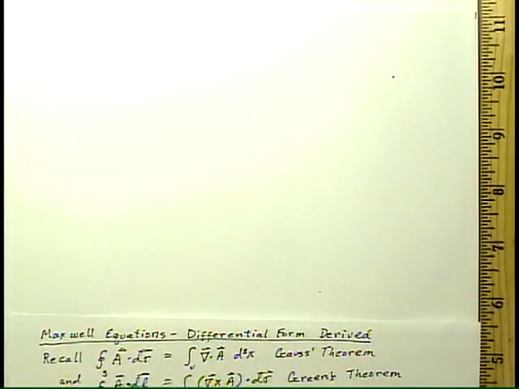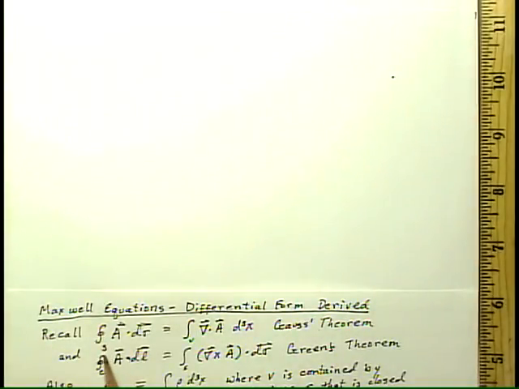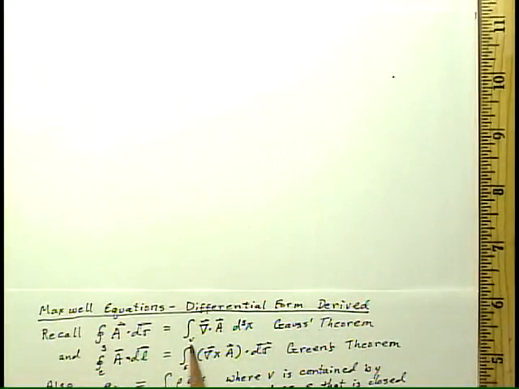We're now going to derive Maxwell's equations in their differential form. One will recall that there are two vector theorems. One is called Gauss's theorem, the other is called Green's theorem. Gauss's theorem states that the integral over a closed surface of any vector field dotted with an infinitesimal surface element of that field is equal to the integral over a volume, and that volume is defined by the closed surface. It's the volume inside, so to speak, this closed surface.